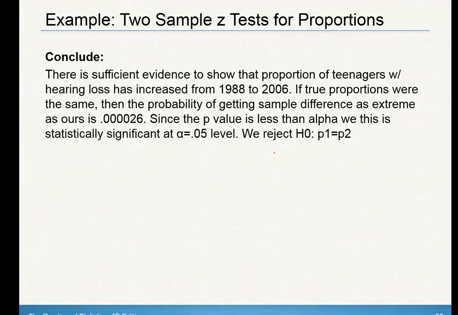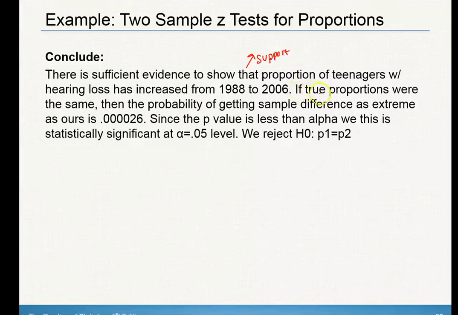So what conclusion can we make? We can conclude that there is sufficient evidence to show that the proportion of teenagers with hearing loss has increased from 1998 to 2006. So notice this is in support of the alternative.